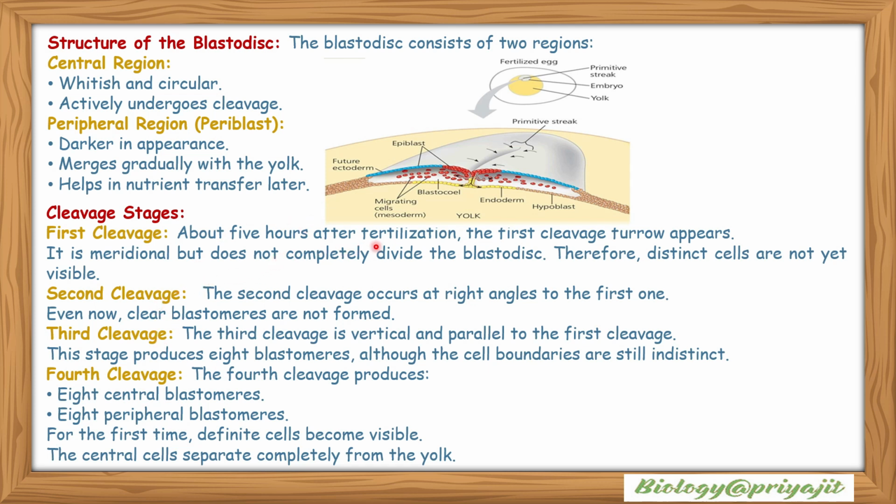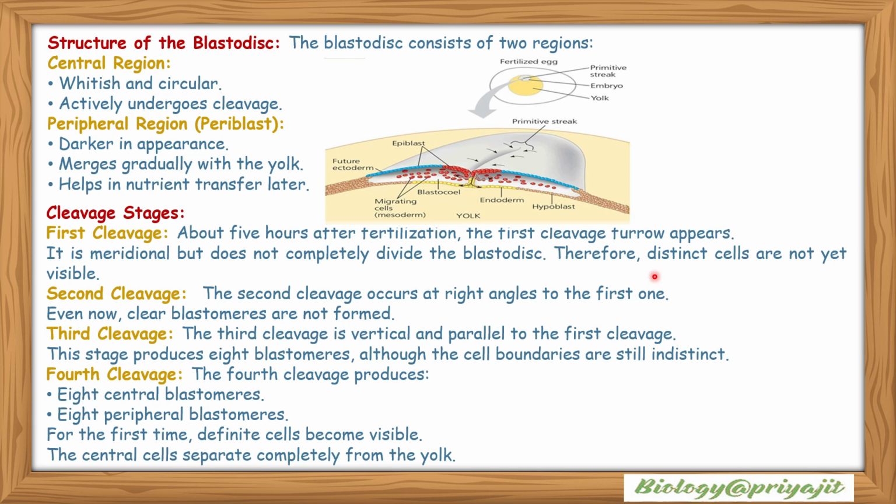Cleavage stages. First cleavage. About 5 hours after fertilization, the first cleavage furrow appears. It is meridional but does not completely divide the blastodisc. Therefore, distinct cells are not yet visible. Second cleavage. The second cleavage occurs at right angles to the first one. Even now, clear blastomeres are not formed. Third cleavage. The third cleavage is vertical and parallel to the first cleavage. This stage produces 8 blastomeres, although the cell boundaries are still indistinct.